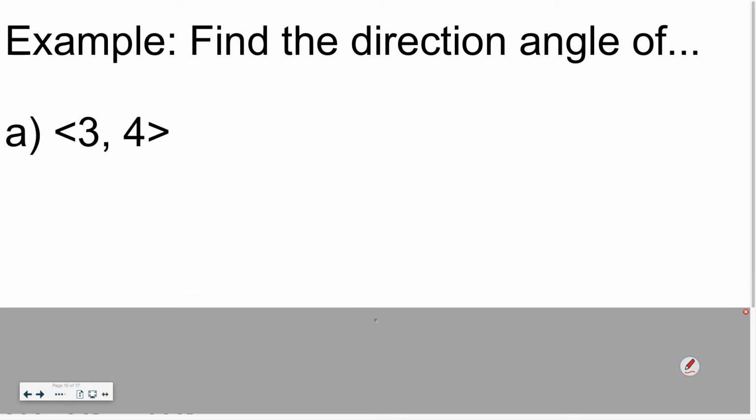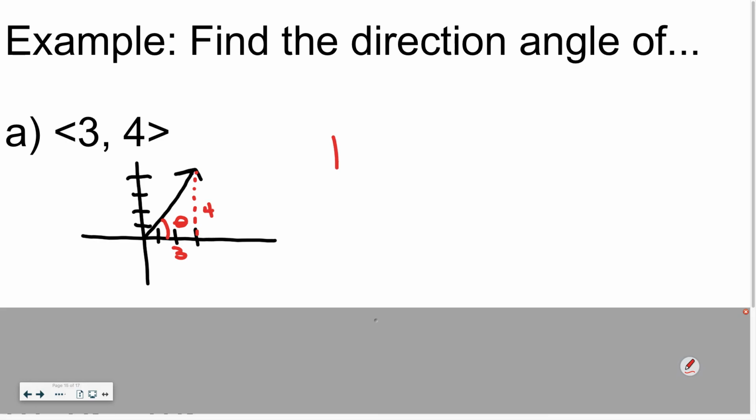3, 4. I'm going to draw the picture because I like the visualization. I do understand that you can figure this out without the picture, but I'm going to draw it anyway. So here's our vector 3, 4. This guy right here is what we're looking for. Okay, so we know that the tangent of theta needs to equal 4/3. So with your calculators in degree mode, to find the angle, you would need to punch in inverse tangent of 4/3.